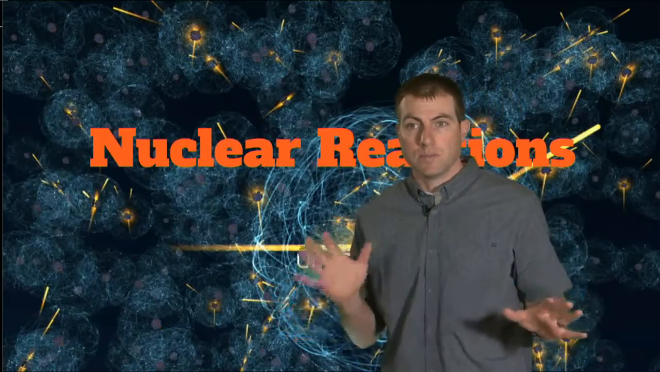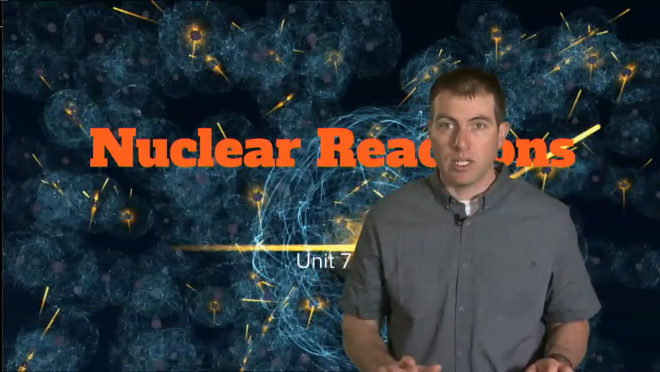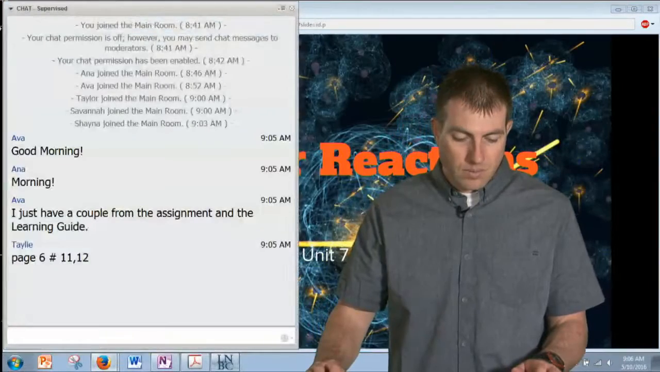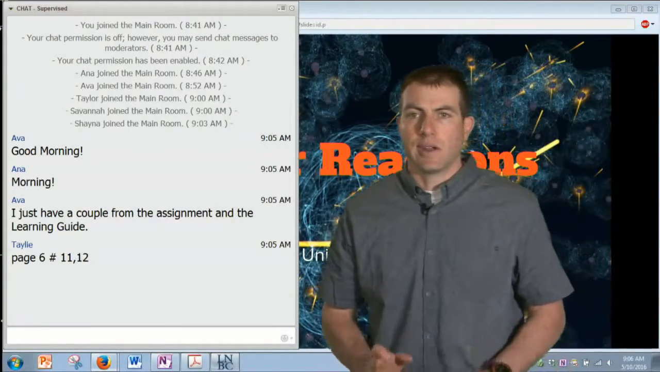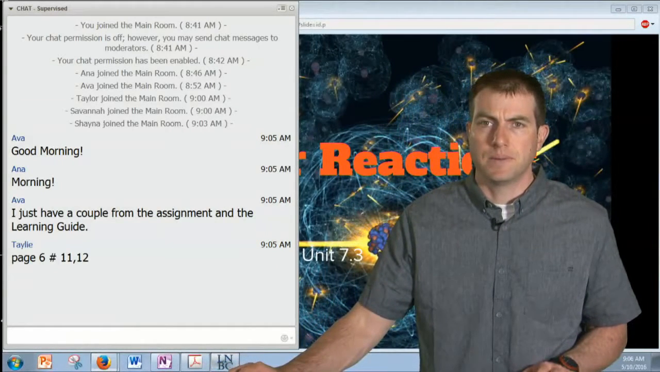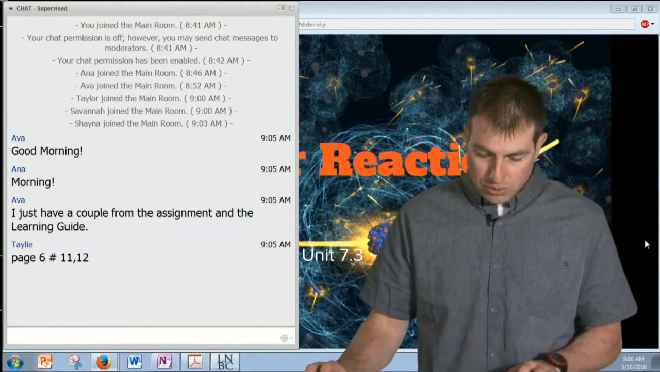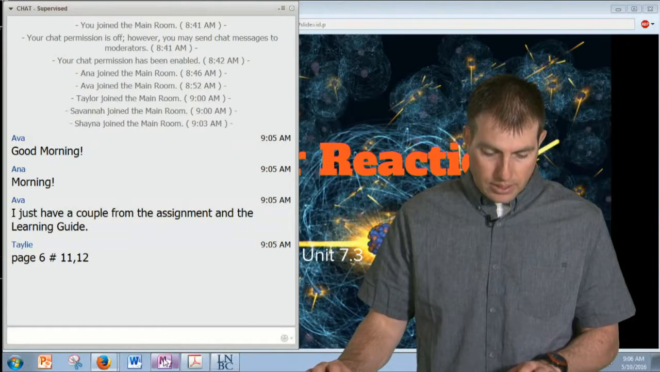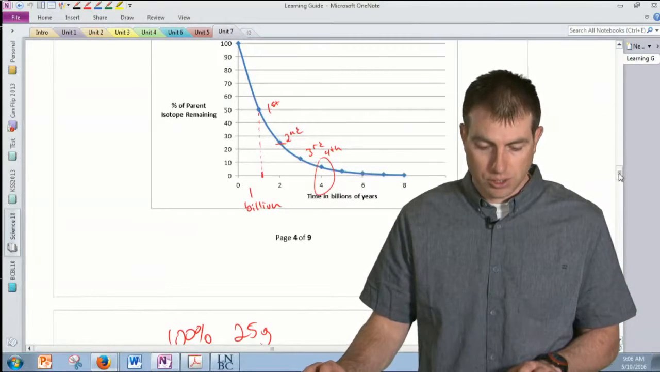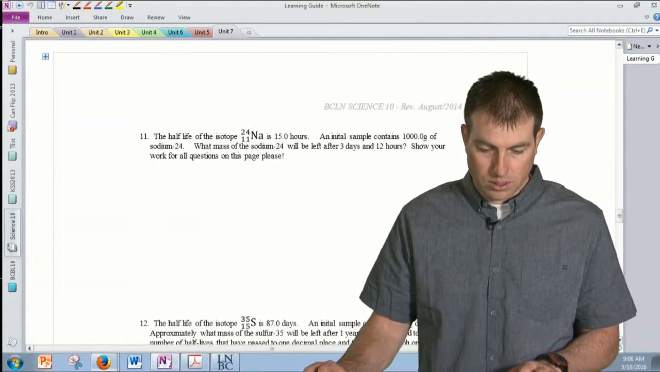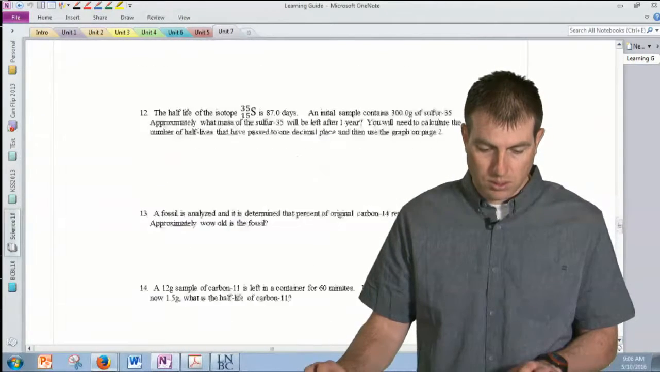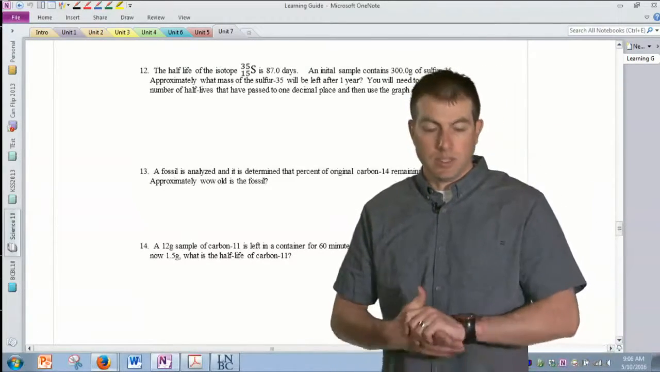So there you go. A couple from the assignment, a couple from the learning guide, page 6, number 11, 12. I assume that's off the learning guide there, Taylor. Is there anything else that came up? I'll jump over to the learning guide and then we'll go from there. Page 6, number 11 and 12.